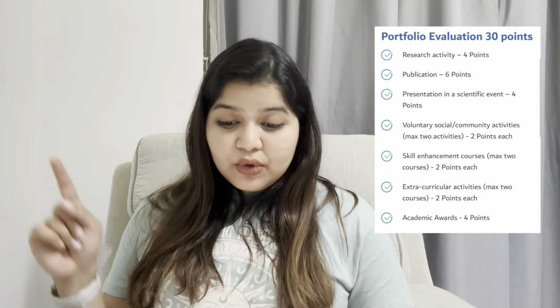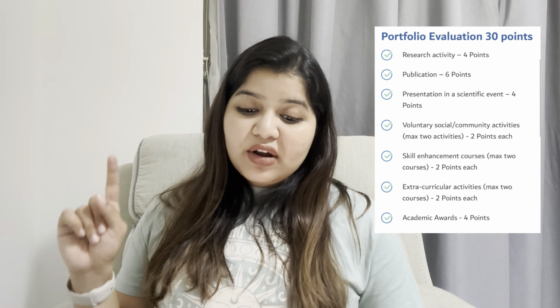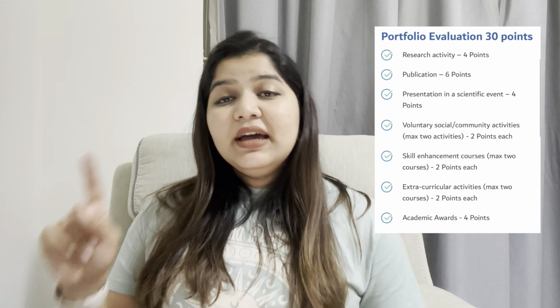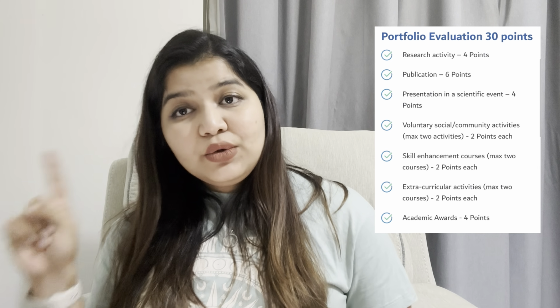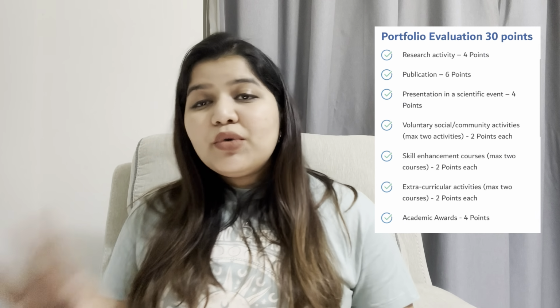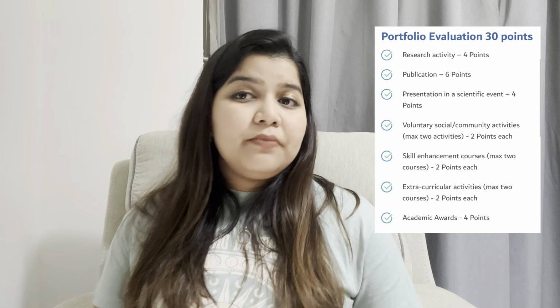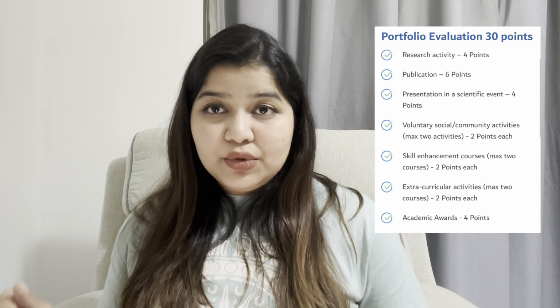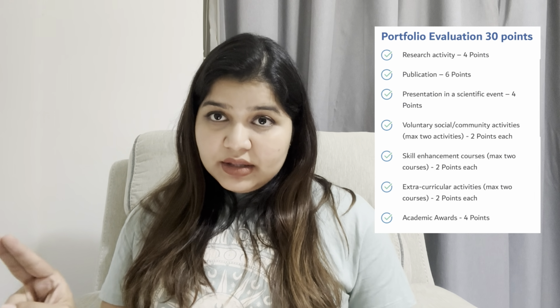2 points go to any voluntary, social or community activities. That is, if you have one activity, you get 1 point. If you have another activity, you get a second point. If you have more than 2, you don't get anything more. So it's 1 point each with the cap of 2. So 2 activities, 2 points.